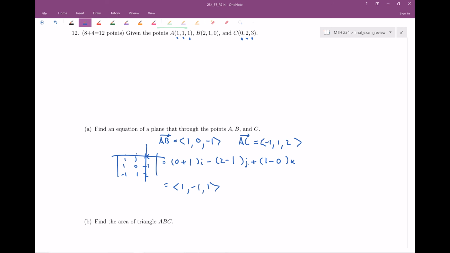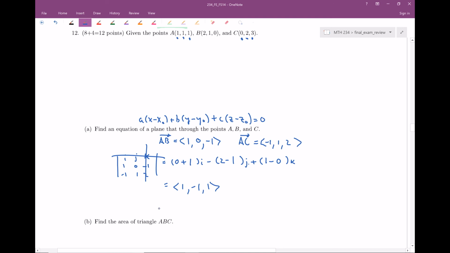So remember, for a plane I always need two things for an equation. I need a vector that's perpendicular. That's going to be my A, B, C. And I also need a point which the plane contains. So again, my A, B, C is going to be my normal vector, and then a point which the plane contains, well, I can use any one of these points, right? So I'm going to use A here.